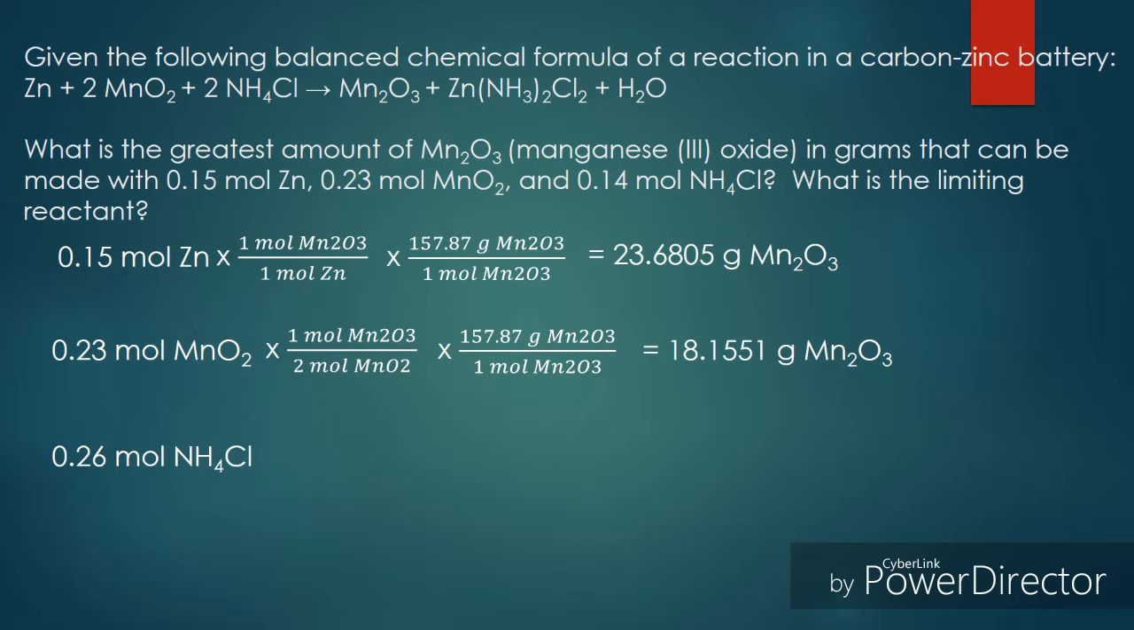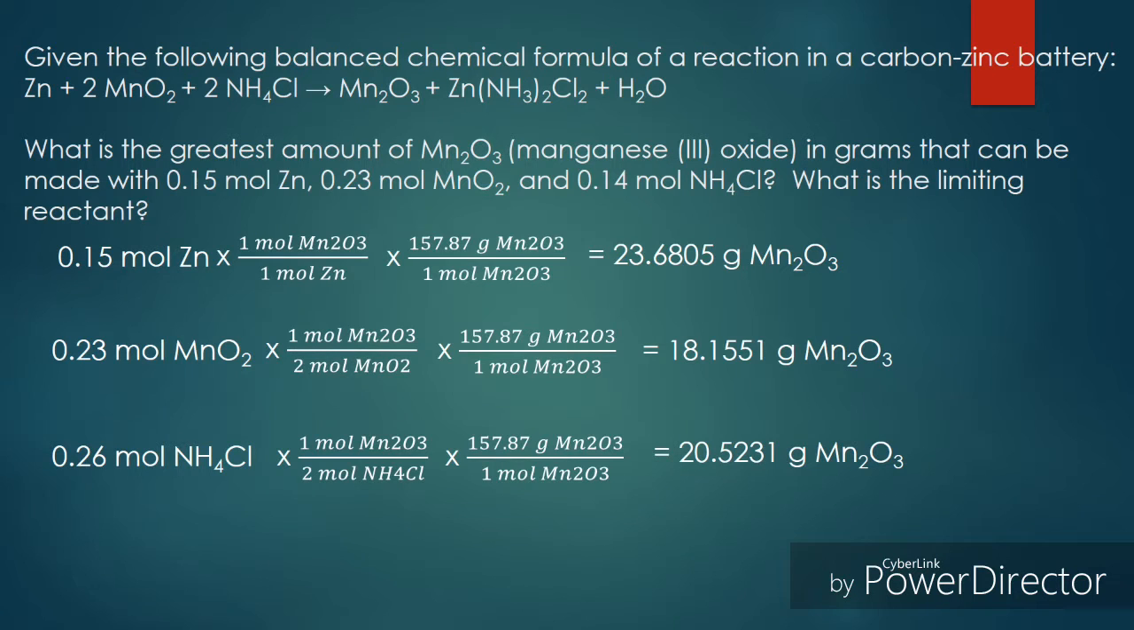For ammonium chloride, I will multiply this by 1/2 because for every 1 mole of manganese(III) oxide, there are 2 moles of ammonium chloride in the equation. Now that it is in moles, I can multiply this by 157.87 grams and convert it into grams of manganese(III) oxide. This would give me 20.5231 grams.